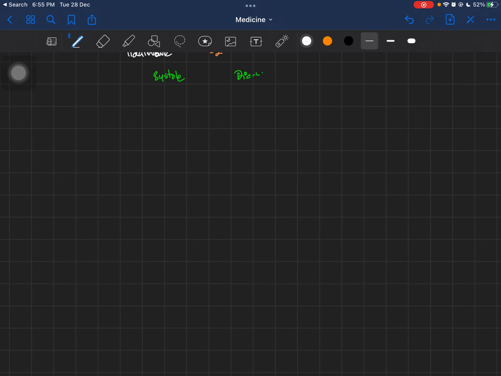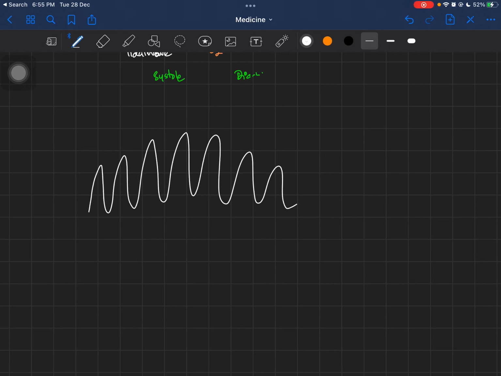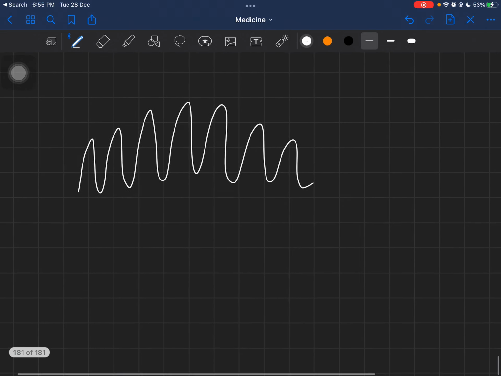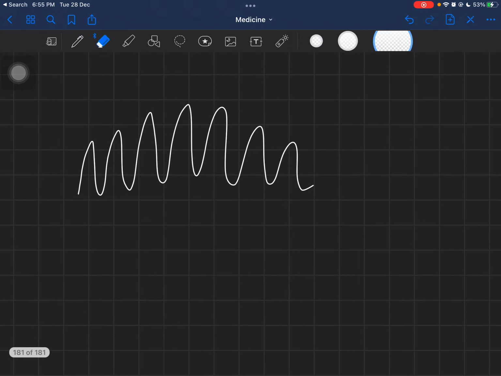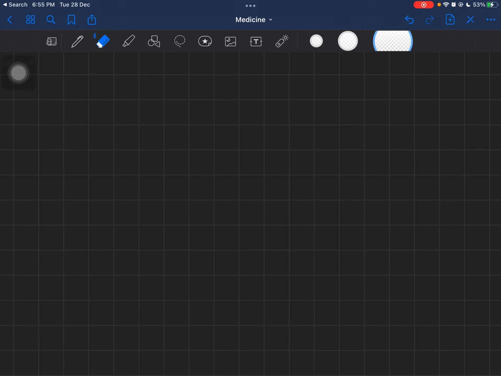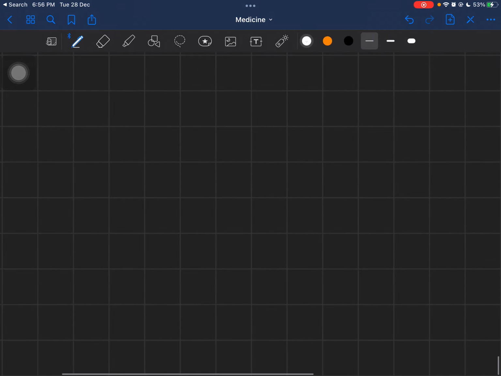I have nothing much to say about pulsus paradoxus in terms of pulse tracing. It looks something like this. But what I want you to understand about pulsus paradoxus is, number one, what is pulsus paradoxus, and why is it known as pulsus paradoxus?